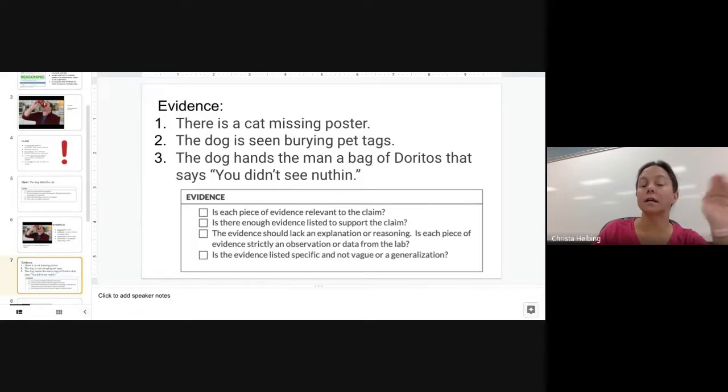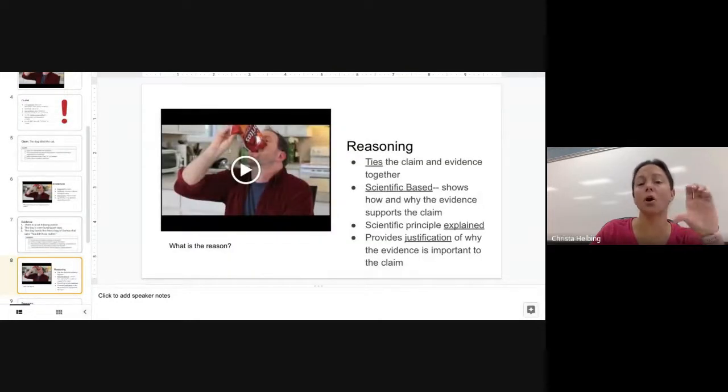Again, so let's look at this all together. So we're saying the claim is the dog killed the cat. The evidence for that is that there's a cat missing poster. The dog is seen burying the pet tags, and then the dog hands the man a bag of Doritos that says, "You didn't see nothing." So then step 3, the R, the reasoning. So the reasoning ties those two together. It ties the claim with the evidence.